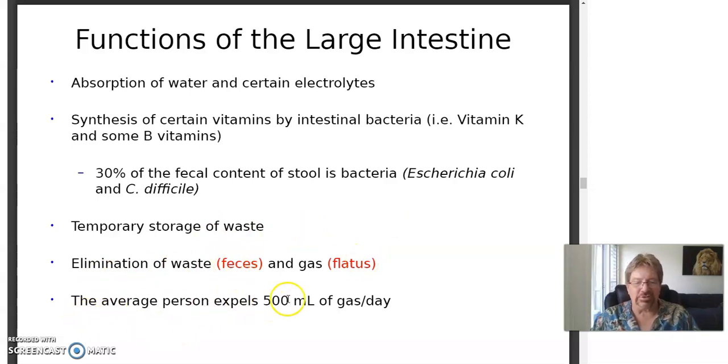The average person expels 500 milliliters of gas a day. I wonder how they found that out. Did they follow someone around? No, I'm not going to speculate anymore because I don't want to know.